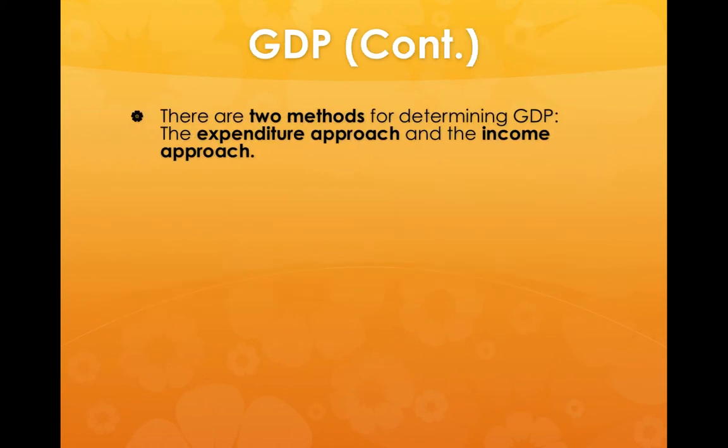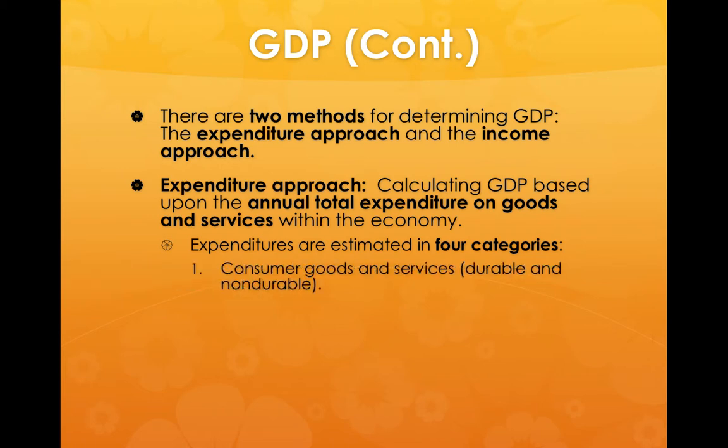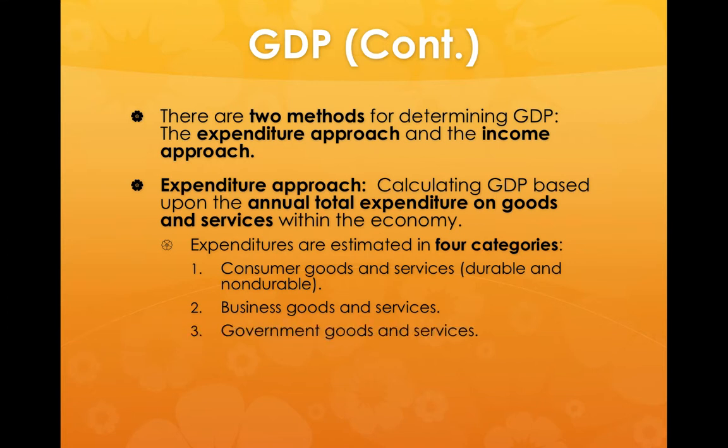There are two methods for determining GDP, the expenditure approach and the income approach. The expenditure approach involves calculating GDP based upon the annual total expenditure on goods and services within the economy. Expenditures are estimated in four categories. 1. Consumer goods and services, that is durable and non-durable goods. 2. Business goods and services. 3. Government goods and services. And 4. Net exports or imports of goods and services.